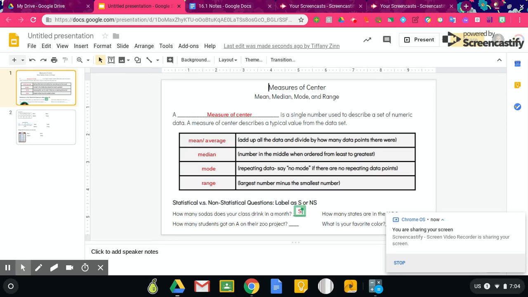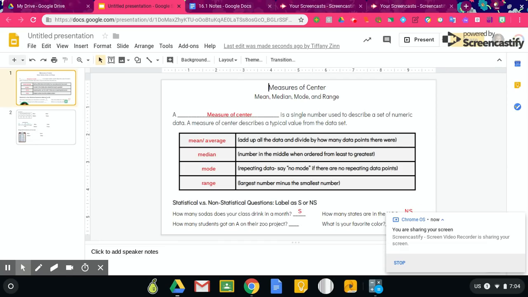In order to use numbers to actually find data within it, all the numbers can't be the same. So on this next one, it says how many states are in the US? Well, no matter how many kids you ask, unless they just don't know the answer, but they should, no matter how many people you ask, you're going to get the same response over and over again. So you can't really do anything with a data set where everyone says 50. So that's going to be non-statistical. Let's make that a little bit bigger.